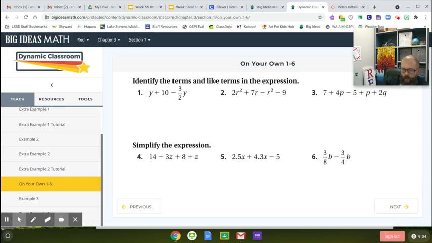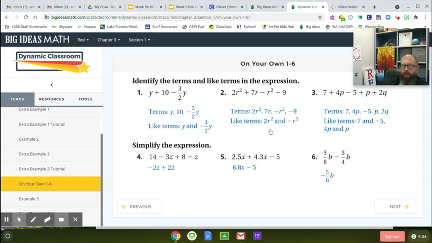Okay, now that you're back in your journal, hopefully you tried those and showed your work, and here are the answers. So here's your terms, like terms, like terms, again here, and then once you simplify these, you have negative 3z plus z is negative 2z, 14 plus 8 is 22, okay? Once you add these together, you get 6.8x minus 5. And then 3/8 minus 3/4 is negative 3/8 b.